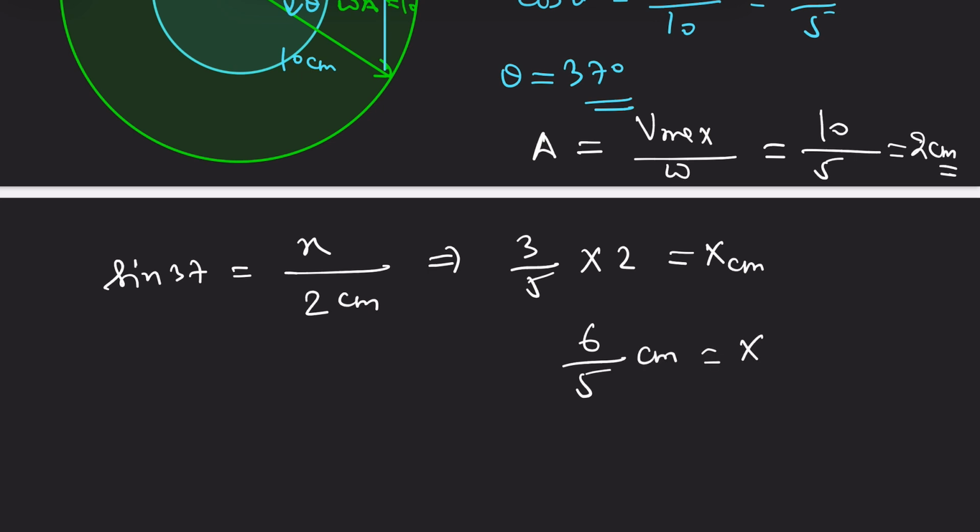Whatever exists on the positive side, the same will exist on the negative side. So the positions where you will have the speed as 8 centimeter per second are plus minus 6 by 5 centimeter.